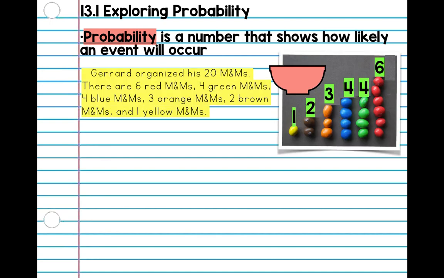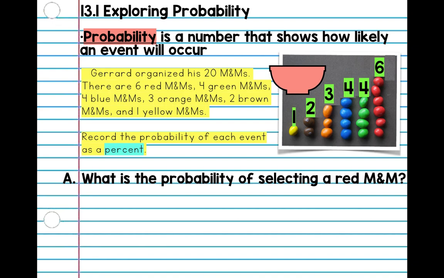So we're going to start with the first scenario. We're going to be using candy, M&Ms. Gerard organized his M&Ms. He has 20. There's 6 red, 4 blues and greens, and we have orange, brown, and yellow. They're going to be asking you today and tomorrow to record the probability as a percent, just like what you did last week, but we're going to be working with easy numbers. Let's look at letter A. What is the probability of selecting a red M&M? We have red over here.